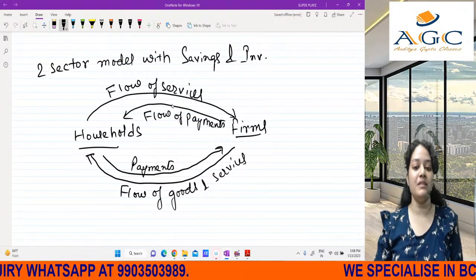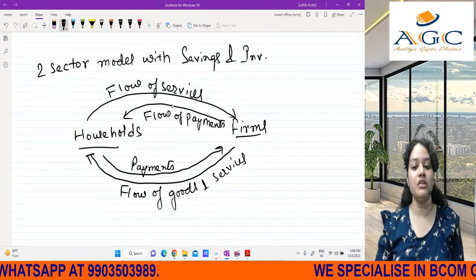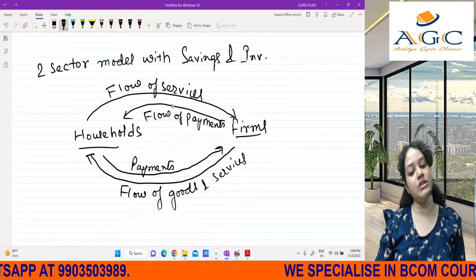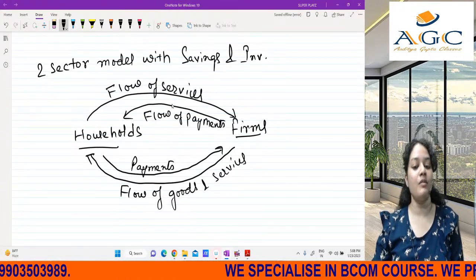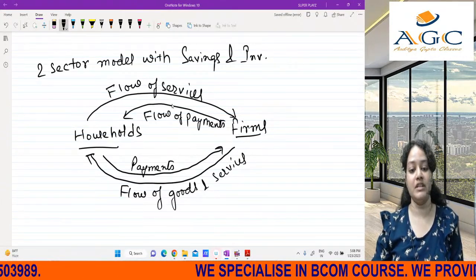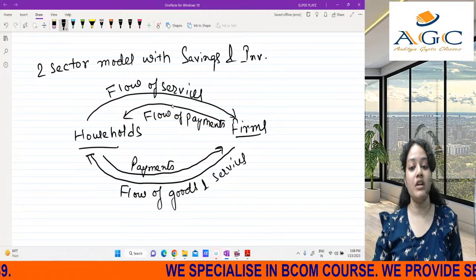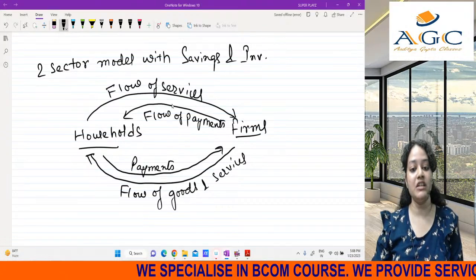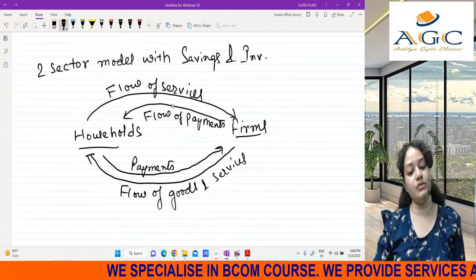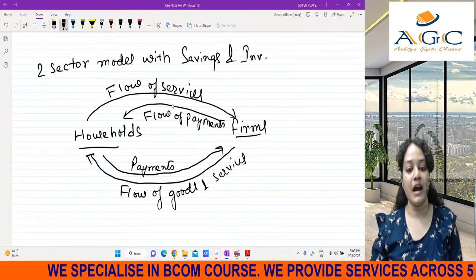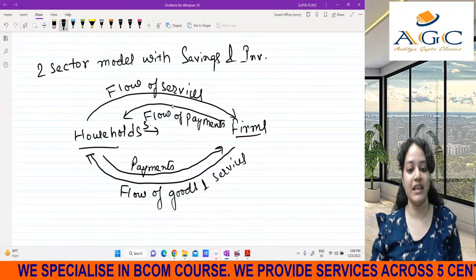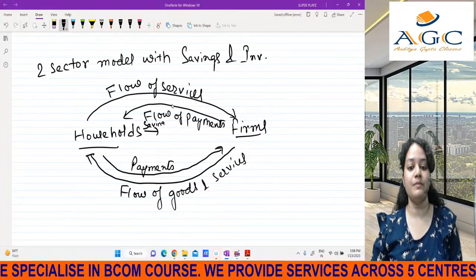Now see, in the previous diagram, the equilibrium condition was what? That whatever the households were earning, they were giving it out to the firms, paying it for goods and services. But in this model with savings and investment, it is assumed that whatever the households are earning, some part of it they are using for payments and some part they are using for their savings. So this is their savings part.